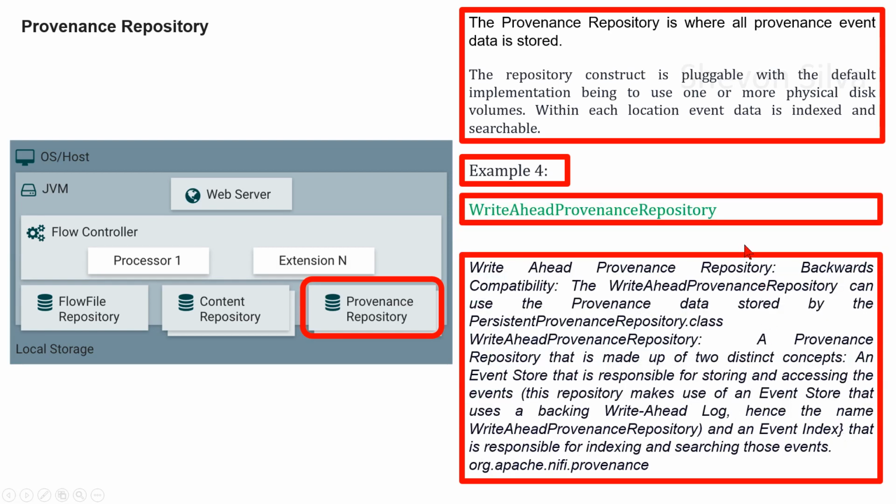Now we are considering backward compatibility in the write-ahead provenance repository. The write-ahead provenance repository can use the provenance data stored by the persistent provenance repository class.